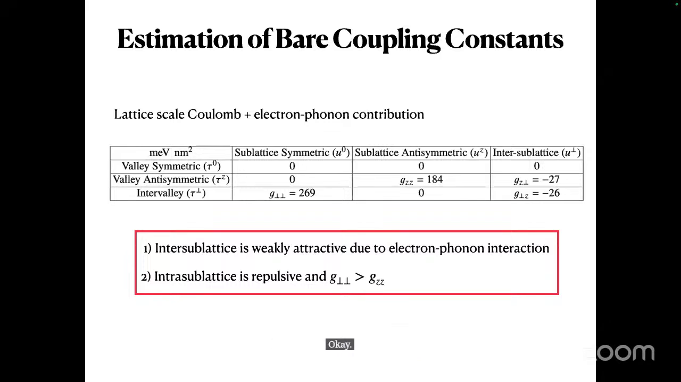And then you have this too, which is sublattice antisymmetric and some intervalley channel, okay? Good. So these are the starting point. This is the estimate for the coupling constants of the standard model in graphene. Okay.